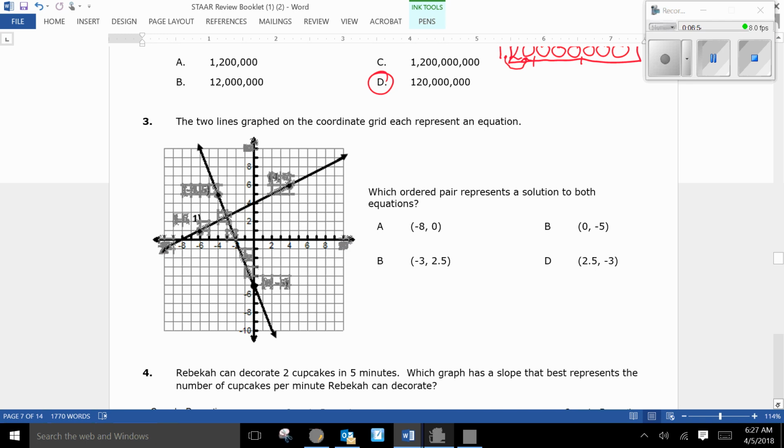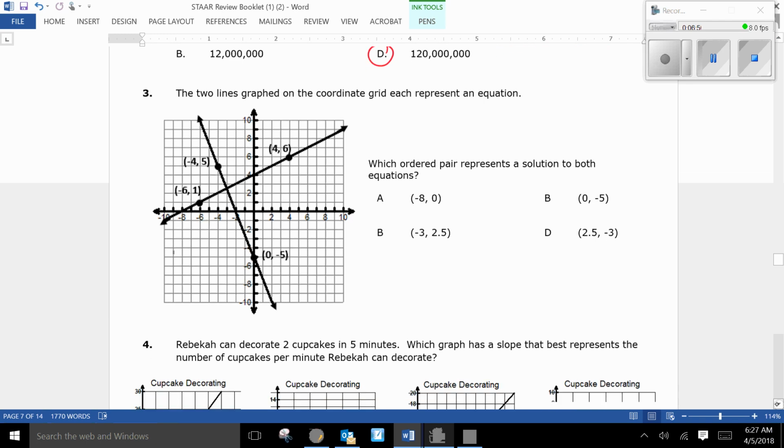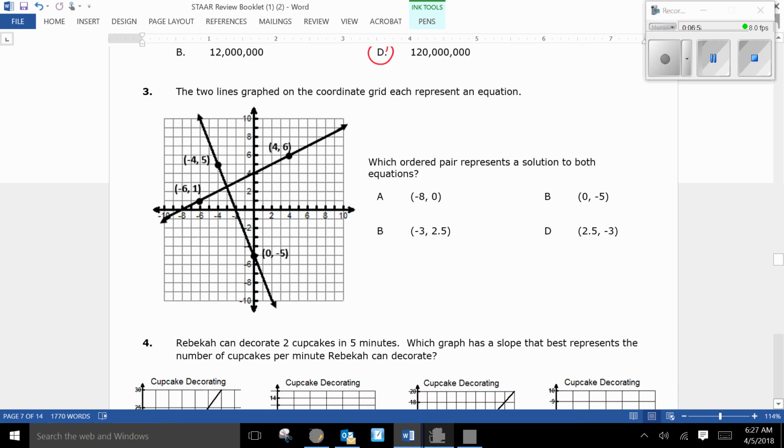The two lines graphed on the coordinate grid each represent an equation. Which ordered pair represents a solution to both? Okay, so I want the place in which both are crossing, where they are equal to each other, so a solution to both. So a solution to both would be where they are crossing. So -3 and 2.5.